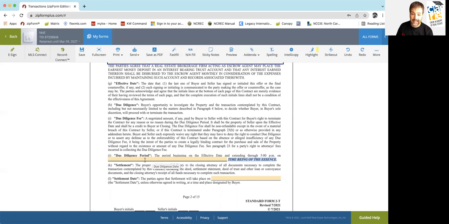Because if they terminate any time after 5 o'clock on the due diligence period, any earnest money on the table is now subject to being released to the seller. That's how due diligence works.